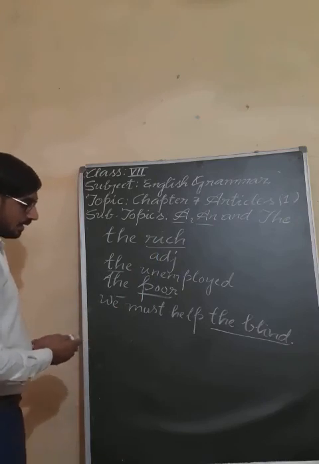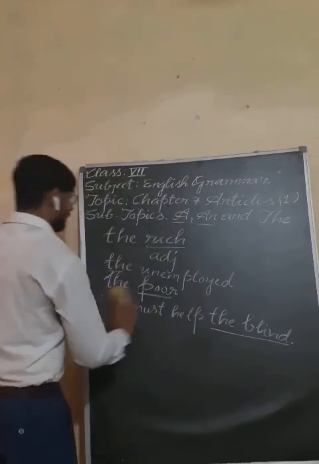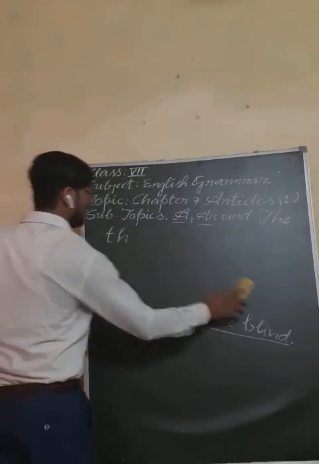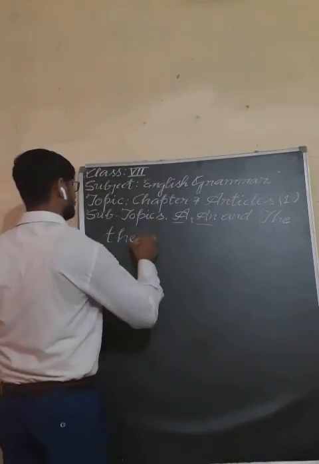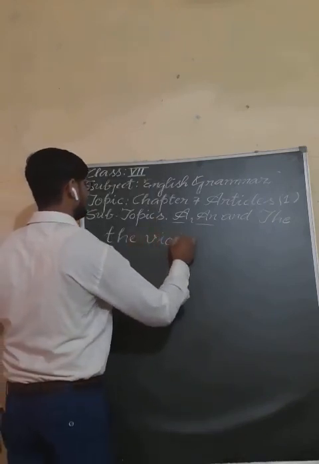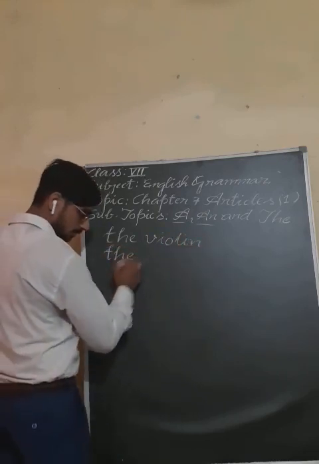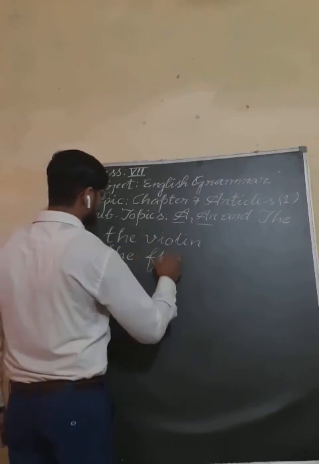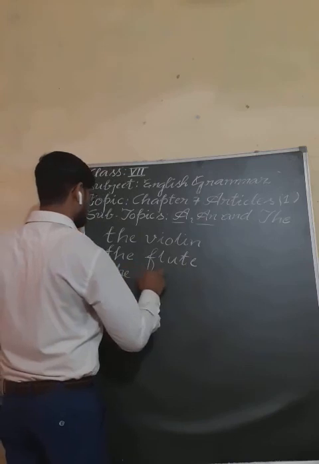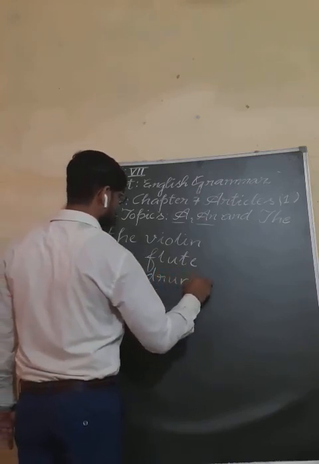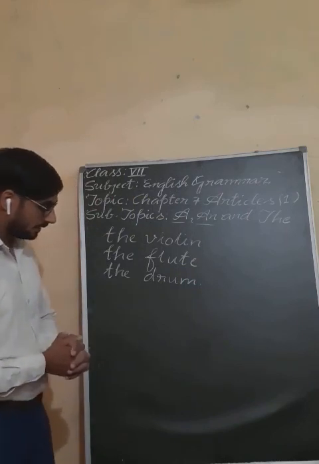Understand? Before the names of musical instrument, we can use the before the name of musical instruments. Violin, the flute, the drum. So you have understood, I hope that.